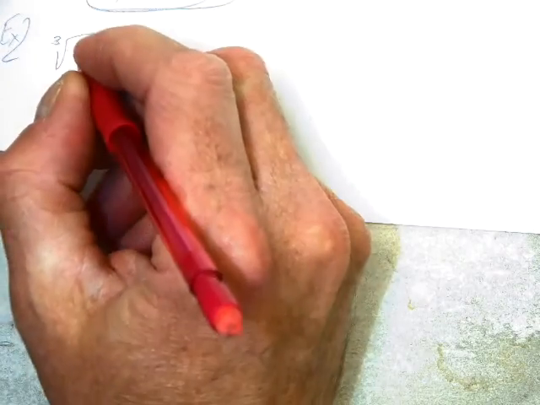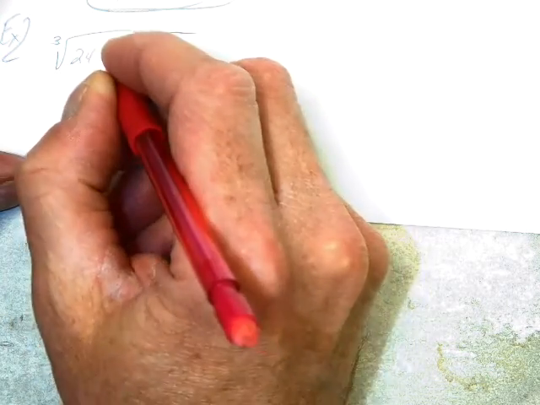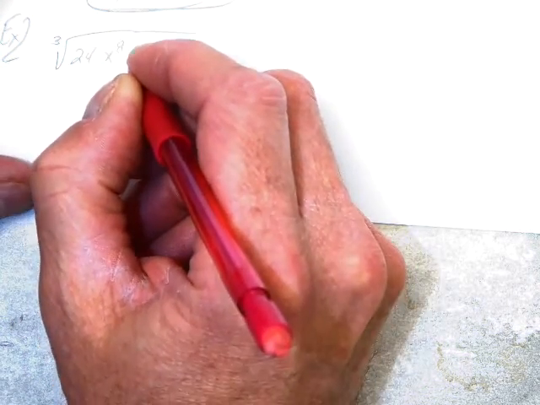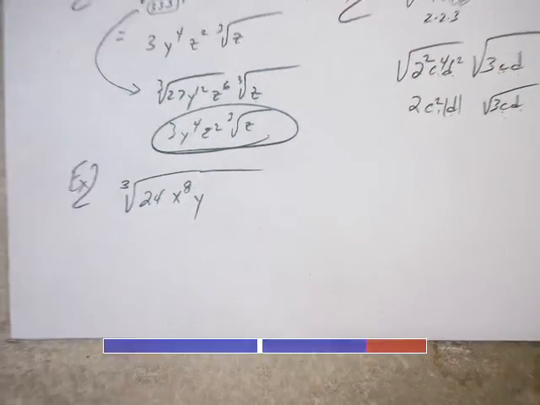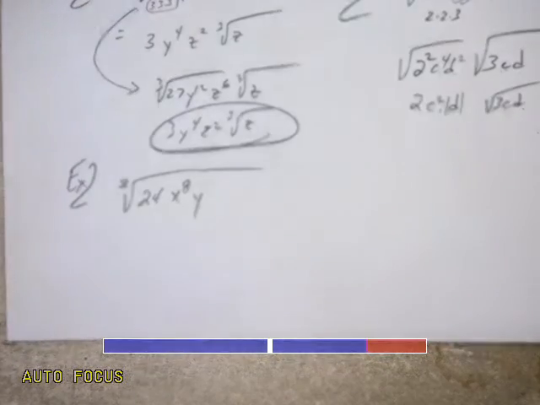Let's go the cube root of 24 x to the 8th y. Oh, you can't see it, can you? Okay, because I got it too bright. I was trying to tell the colors of that dumb candy.